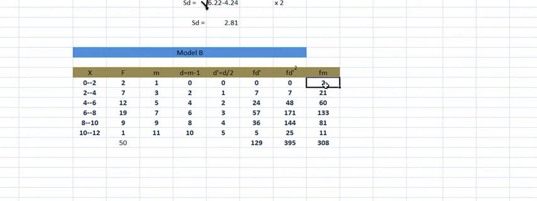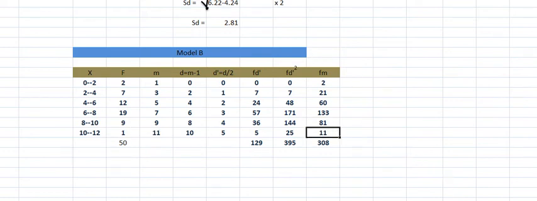So total. And how to find the fm? 2 into 1, 2. 7 into 3, 21. 12 into 5, 60. 19 into 7, then 9 into 9, 81, like that 1 into 11, 11. So these are the totals.